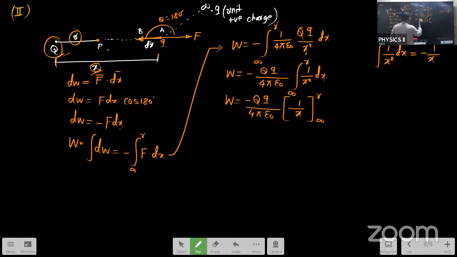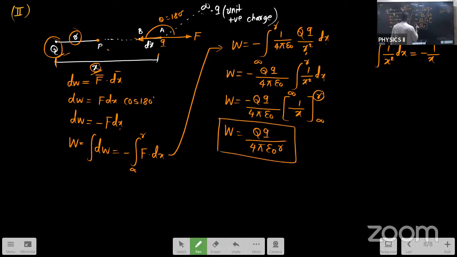Let us see. Minus into minus will become what? Plus. So W is equal to Qq divided by 4 pi epsilon naught. If I substitute the value of R in place of x, this will become 1 by R, and 1 by infinity will become what? 0. So I'm getting W is equal to Qq divided by 4 pi epsilon naught R. So this is the work done in bringing a unit positive charge from which distance?